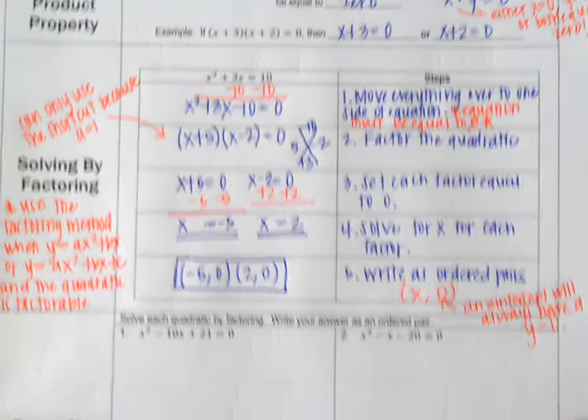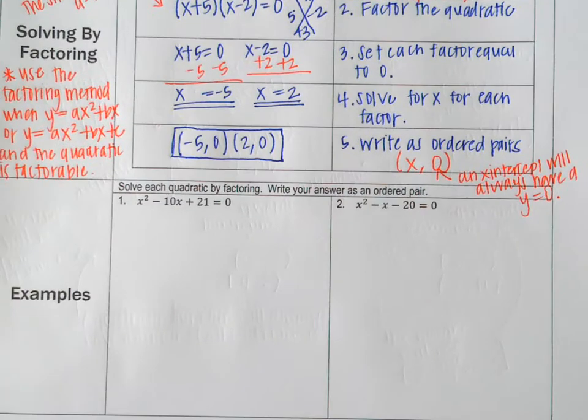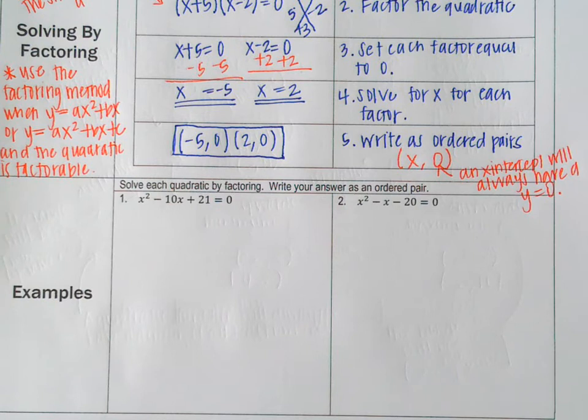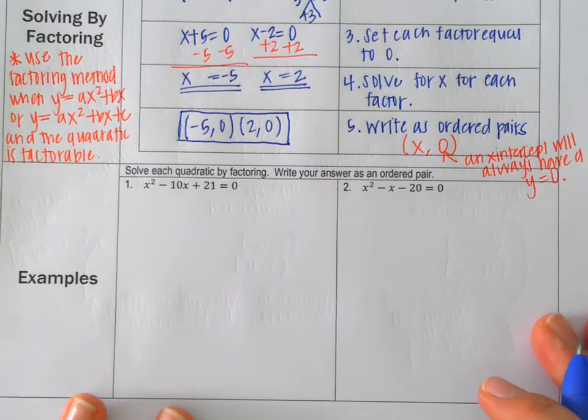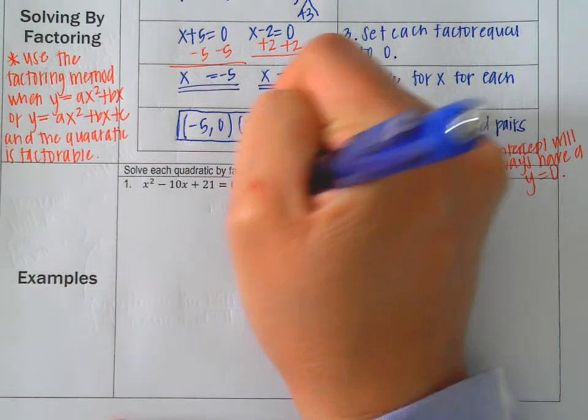Okay, so let's go on to some examples. We're just going to kind of power through the examples here. So solve each quadratic by factoring. Write your answer as an ordered pair. First thing, I want to make sure, is my equation set equal to 0? And the answer for number 1 is yes, it is set equal to 0. So we move to the second one. We move to just factoring.